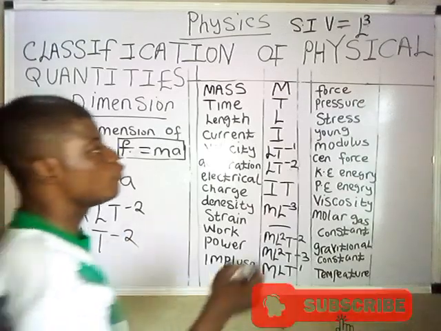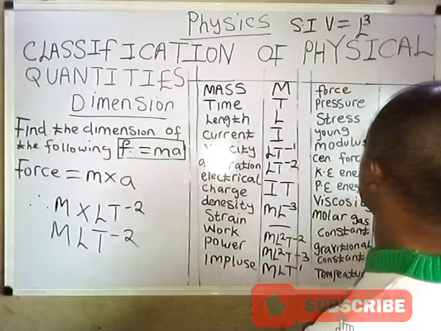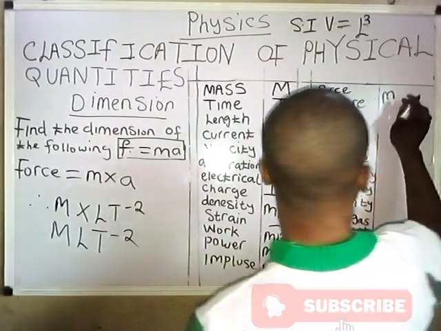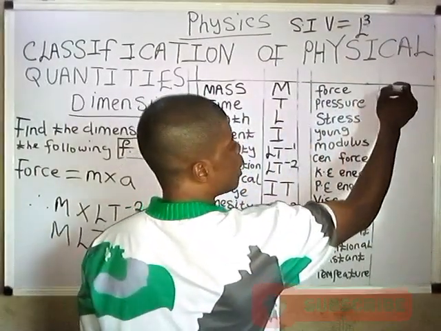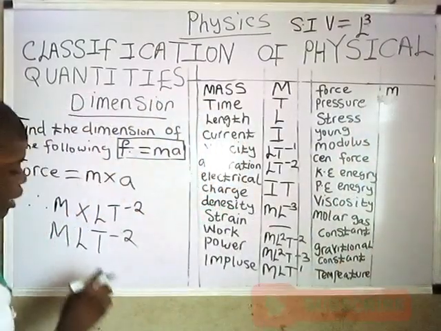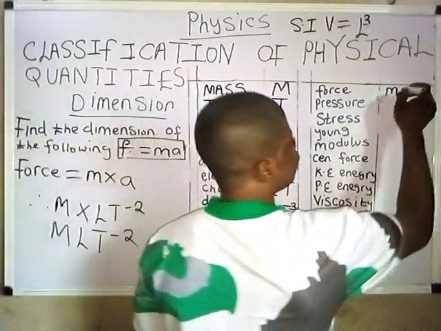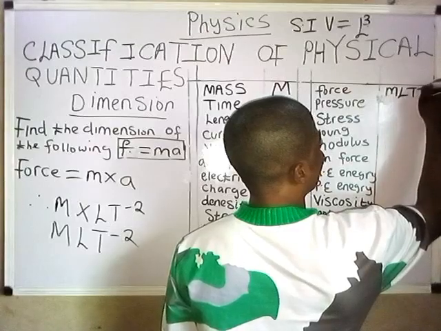So therefore the dimension for force will now be M L T raised to power minus 2.